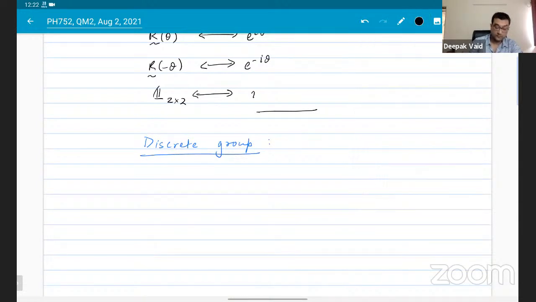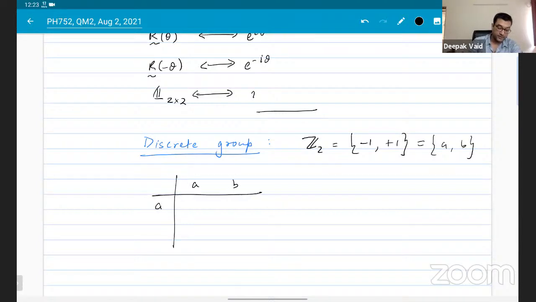Okay. So I've already mentioned this earlier, so I'll just use this example. The smallest discrete group is a group of 2 elements. You can write them as -1 or +1, it doesn't matter, or you can write them as A and B. And the multiplication table, the group multiplication, is as follows. So for a discrete group, we write down the group multiplication in this way. For a continuous group, it is not possible because there's an infinite number of group elements, right?